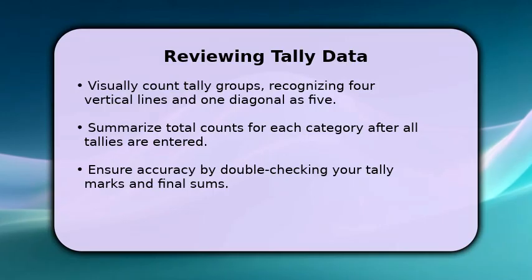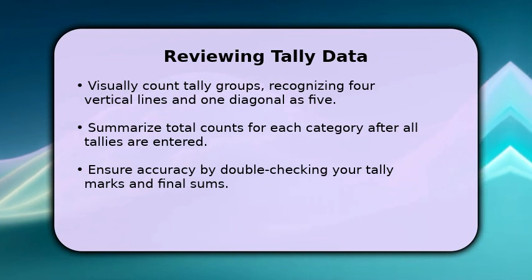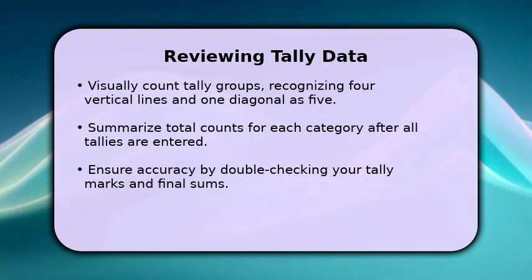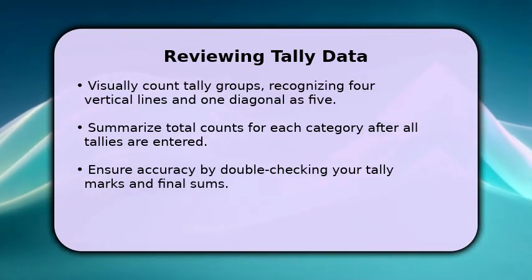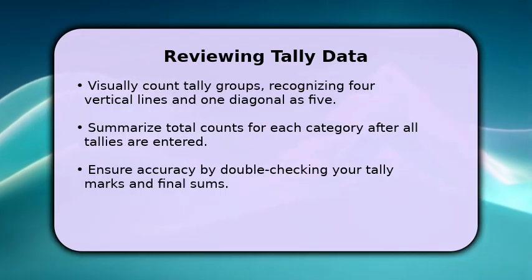After entering your tally marks, reviewing your data is crucial. Visually count each group of 5, where 4 vertical lines are crossed by 1 diagonal line. Then, sum up these groups and any remaining individual marks for each category. This systematic approach helps ensure accuracy in your final counts.